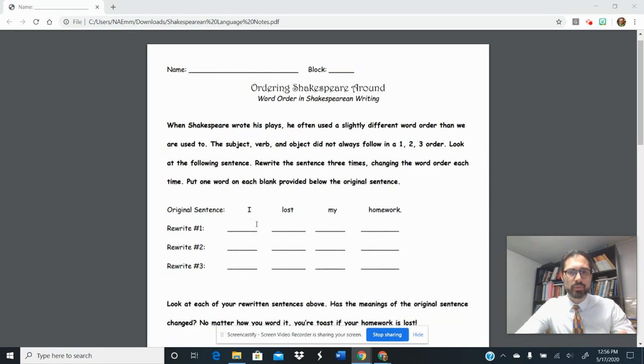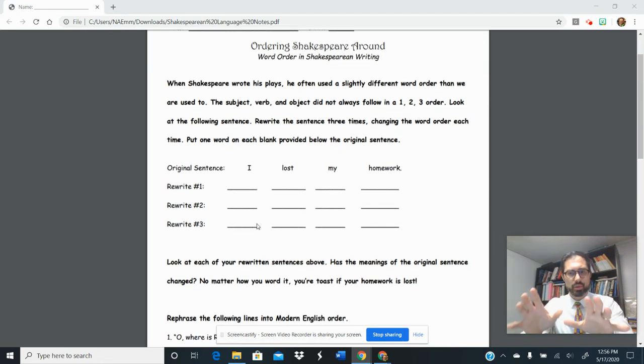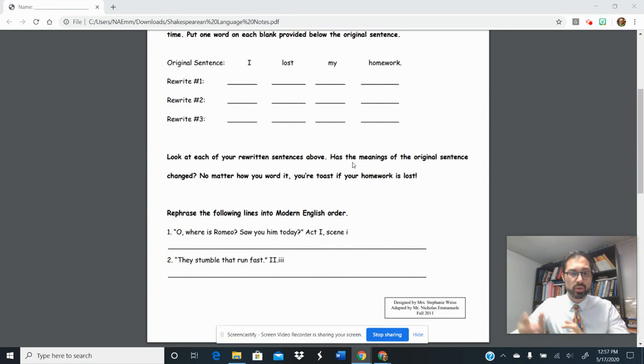So on the screen here, the assignment, if we were doing it, asks you to rearrange the sentence, "I lost my homework." We can put it in a lot of different ways. Some ways will make more sense than others. "My homework I lost" sounds a little bit like Yoda from Star Wars. Sometimes things like "lost homework my eye" don't work as well. But there are some rearrangements where we can still say, okay, I get what the sentence is going for. Sometimes we have to do that for Shakespeare, that he's going to switch around the order.